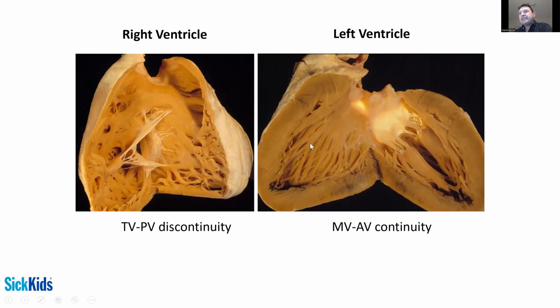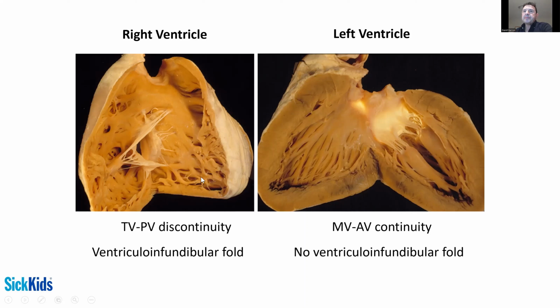But here on the right is the left ventricle, where the aortic valve is in fibrous continuity with the mitral valve, and how different that is from the right ventricle, where the tricuspid valve is physically distanced from the pulmonary valve. So the pulmonary valve sits on a tube or an infundibulum of muscle. So 360 degrees around the pulmonary valve are formed by muscle, and there's no fibrous structure next to it. So this is the ventricular infundibular fold, and of course there is nothing in the left ventricle to compare to it.